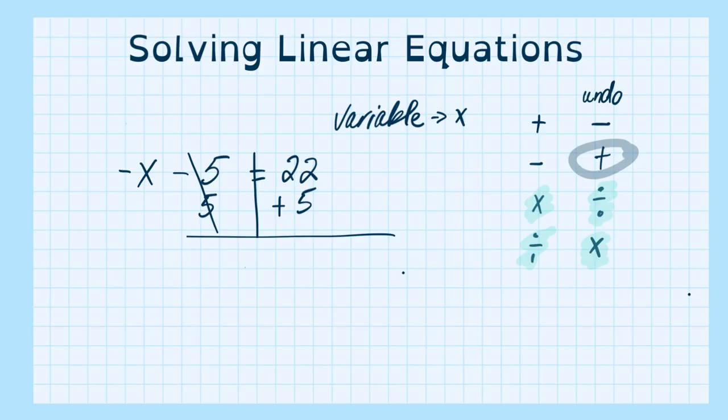Okay, do we stop here or do we continue? Because we still have that negative x in here. Well, what does it mean when we have negative x? Negative x means that this is negative 1 times x. So we're not done yet. There is still a multiplication here. Therefore, we need to do division. So let's go ahead and divide both sides with negative 1, because negative x is the same thing as negative 1 times x. Okay, going to bring x down, so 27 divided by negative 1 is negative 27.